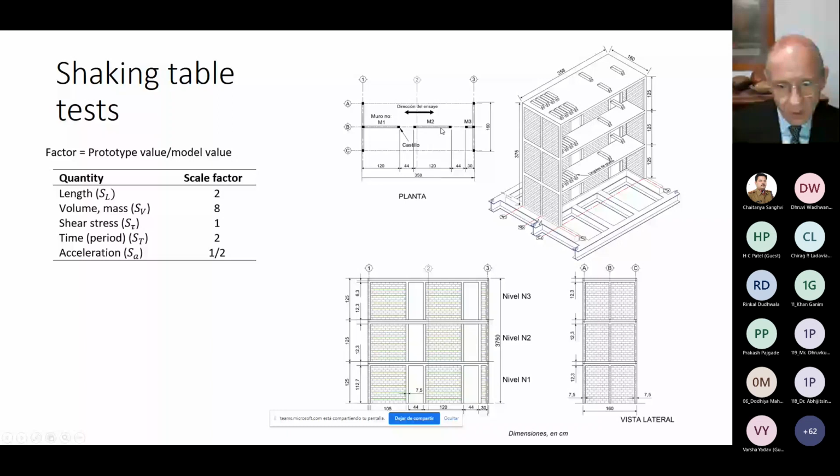The structure is scale 1 to 2 because the shaking table of our lab is kind of small, not that small because it's 4 meters by 4 meters. It's okay, it's a good shaking table. But anyway, we cannot include a real scale structure like this one in our lab. So we scale it one to half.